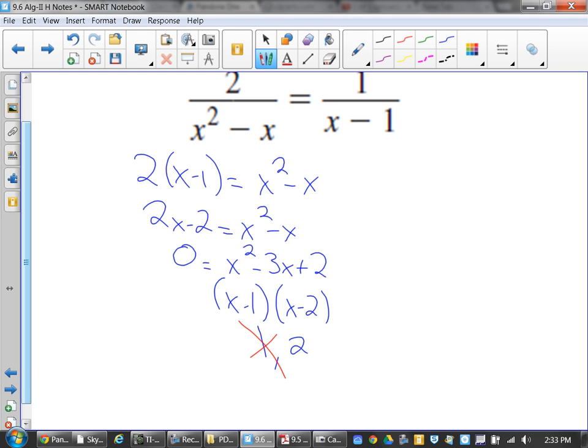What's that? You just cross it off. That's okay. When you show that the 1 doesn't work, you can just cross it off if you want. And that's fine. I'm okay with that.